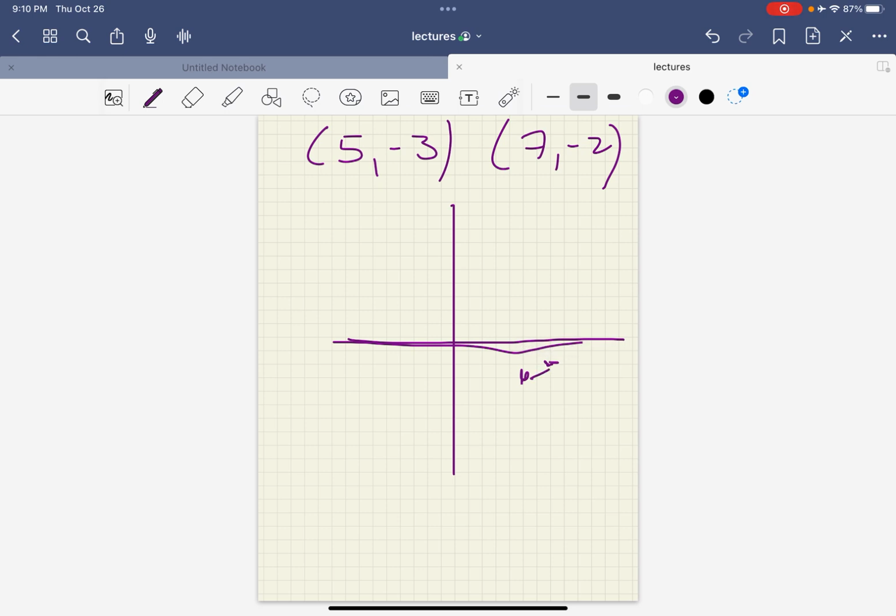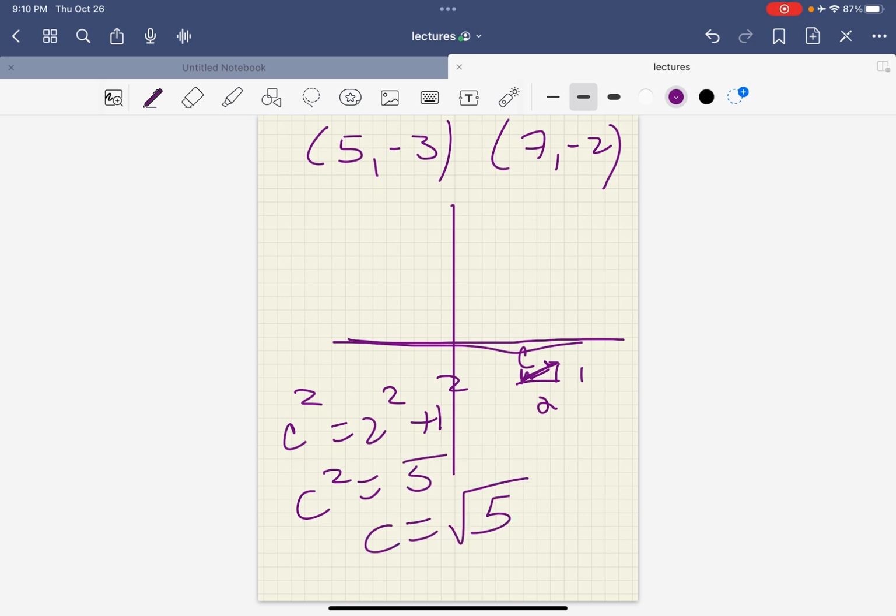So if we draw the triangle, that is 2 and that's 1. And this will be C, so C squared is equal to 2 squared plus 1 squared, so C squared is equal to 5, or C is the square root of 5. I'll just make sure that that's correct. Yep, that's 2, that's correct.